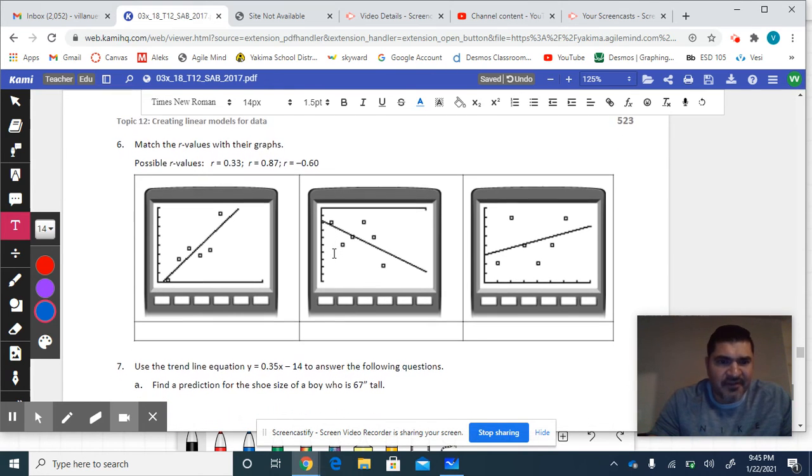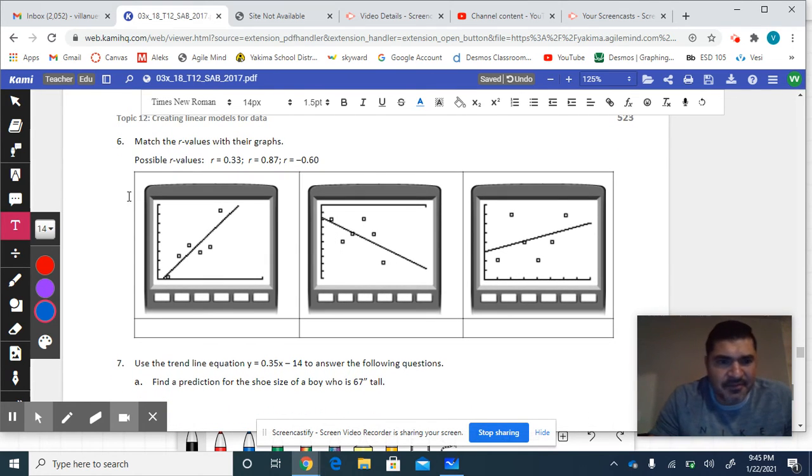It says match the R values with their graphs. Here are the possible R values. They give us one here, another one, and another one. So looking at this, let's say we have a positive correlation, a positive, and a negative. So which one of these is negative?